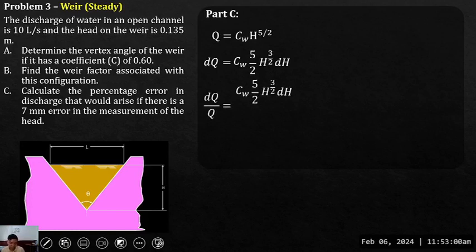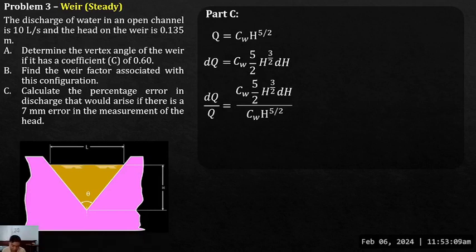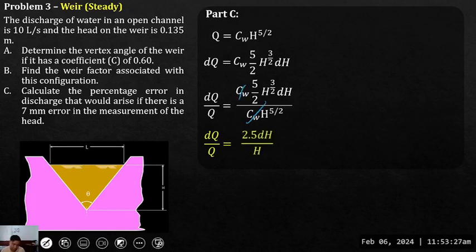Okay, that's it. Then dq, and then q is CW H to the 5 halves. So ano yung maaano natin dyan, madi-derive? So dq over q, yan yung relative error natin. So yung CW obviously magka-cancel to. Tapos 5 halves is 2.5, diba? And then yung H natin dito, ito makaka-cancel to.